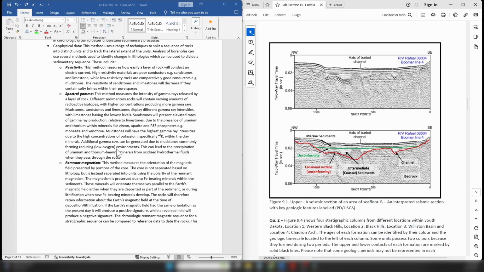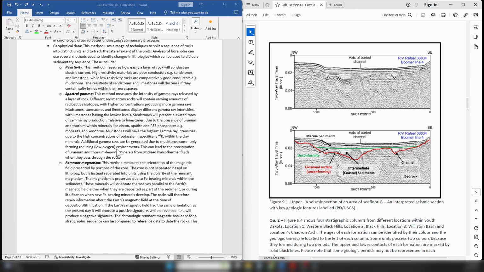And this is because they are made up of clay minerals, and clay minerals are often quite potassium rich. And so the isotope potassium-40 is radioactive. Given the large amounts of potassium contained within the minerals that make up the mudstone, you actually have quite a lot of radioactive isotopes within your mudstone layer. And so mudstones will typically produce higher gamma ray emissions versus a sandstone, and a sandstone will produce higher gamma ray emissions versus a limestone.